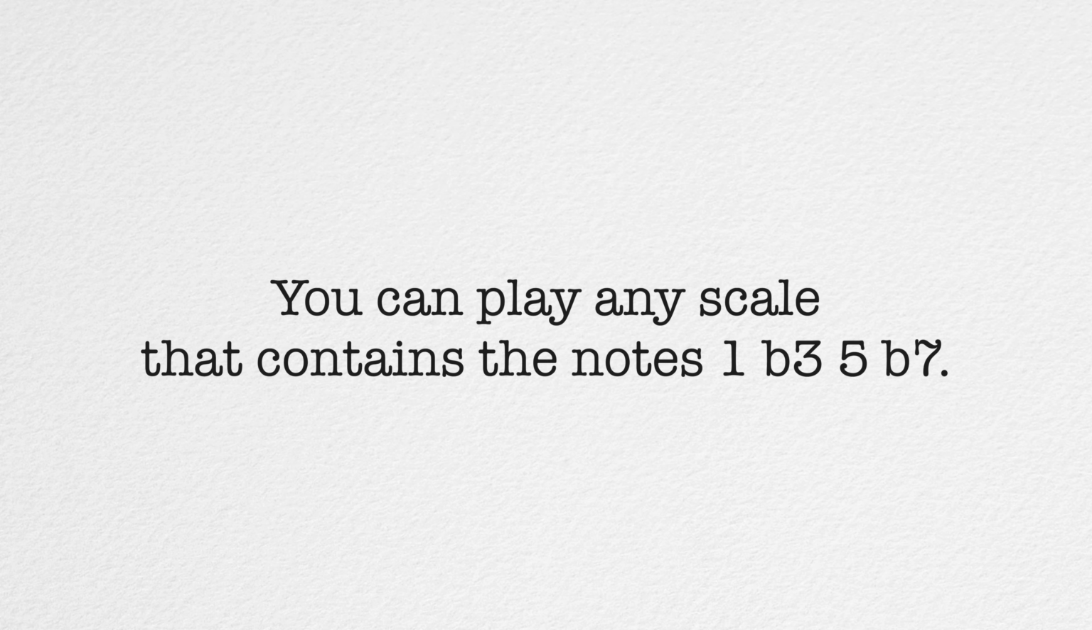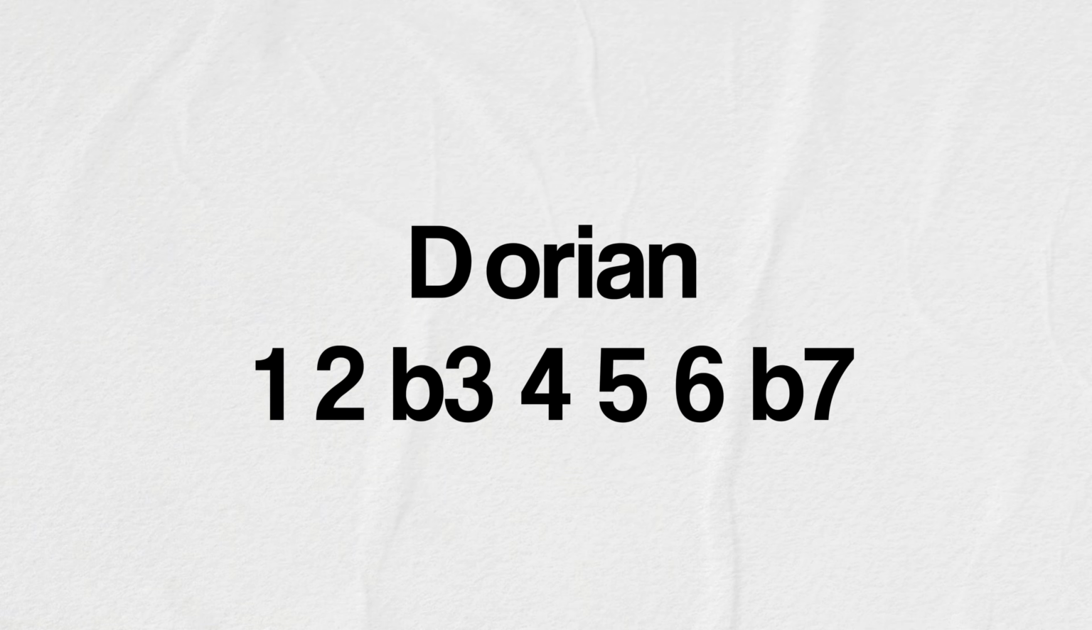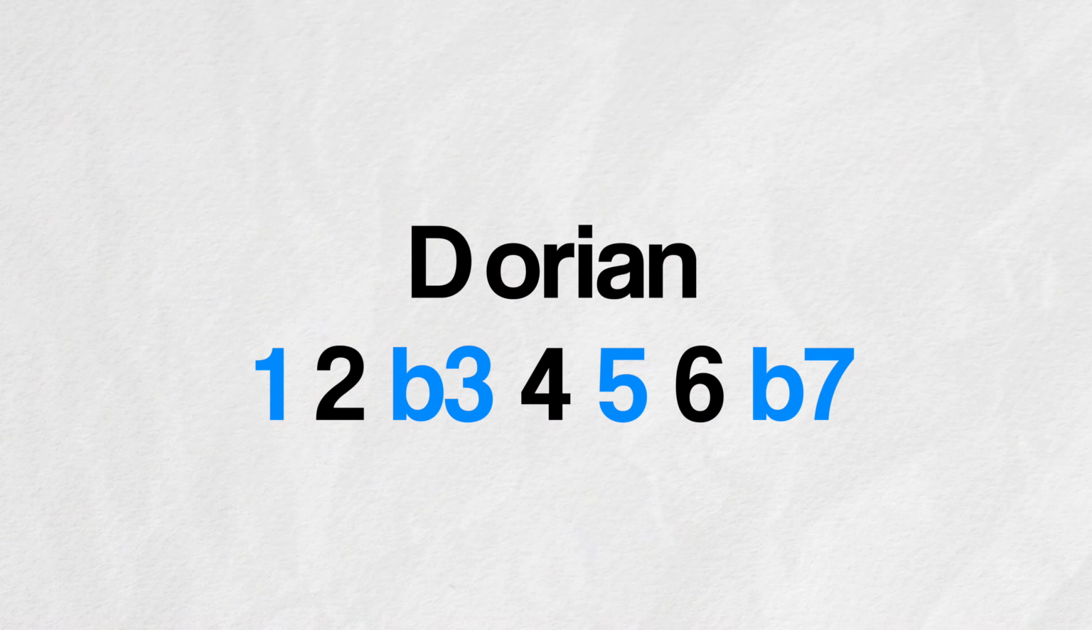How do you know which scale you can play over this? Just look at the formula of whatever scale you're looking into. So if you have a scale like Dorian, which has 1, 2, flat 3, 4, 5, 6, flat 7, you notice that you have 1, flat 3, 5, and flat 7 built in.